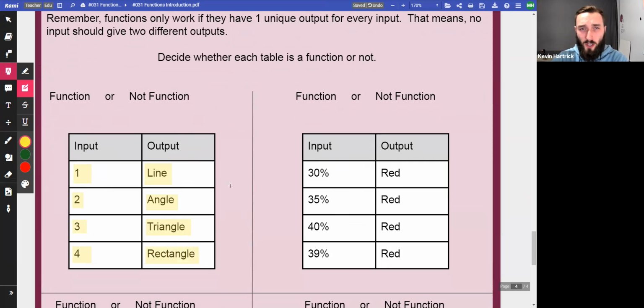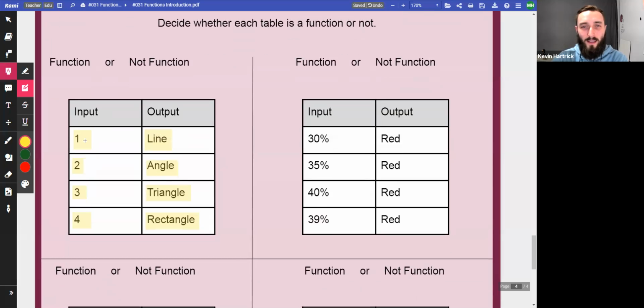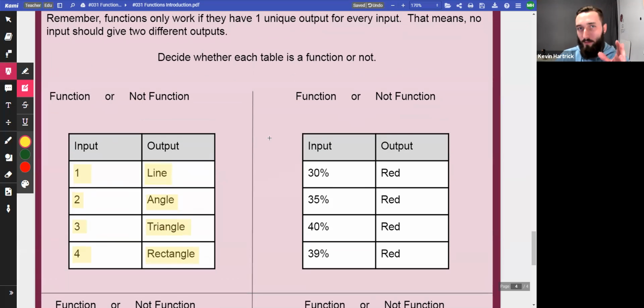We don't know what this function is. I can kind of figure that, like, okay, one line is just a line, 2 lines make an angle, 3 lines put together could be a triangle, and 4 lines put together could be a rectangle, okay? So it looks like the number of input turns into a shape, all right? But it doesn't matter what the function is. We just have to decide whether it's a function or not. So is this a function or not?